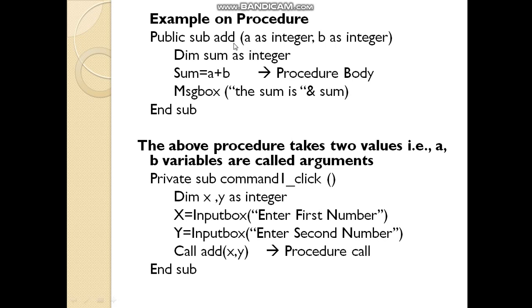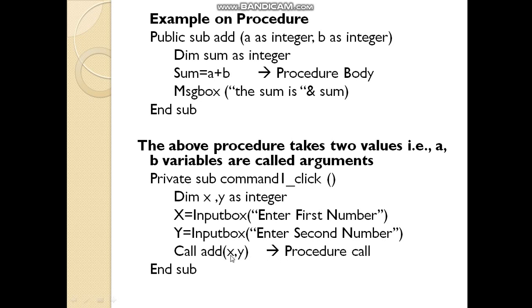So this is an example of a procedure. Public Sub add(a As Integer, b As Integer), Dim sum As Integer, sum = a + b, MsgBox sum. This code is executed by calling this procedure from another procedure, that is Command1_Click. x = InputBox("Enter first number"), y = InputBox("Enter another number"), Call add(x, y). This is a procedure call statement.